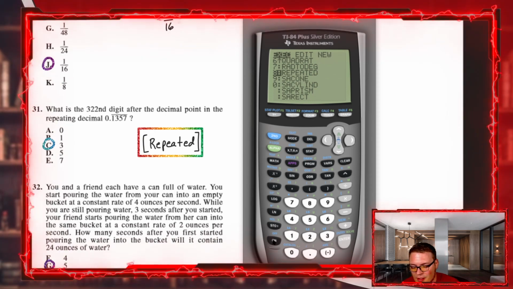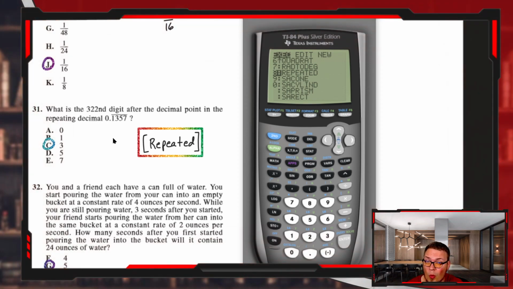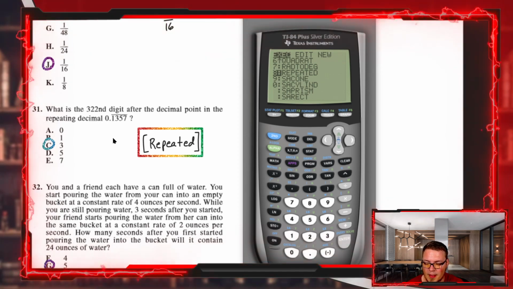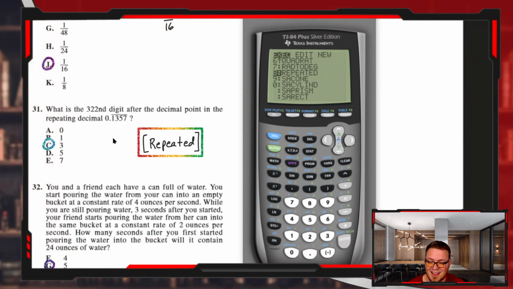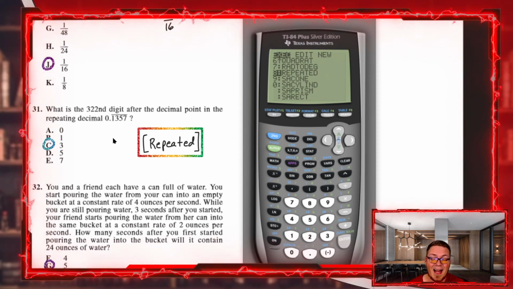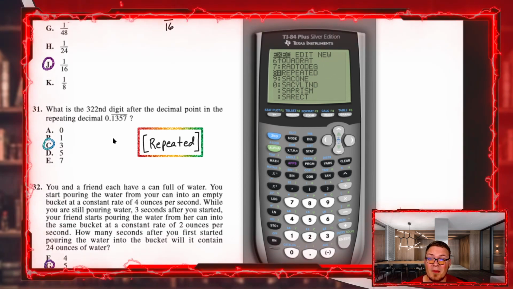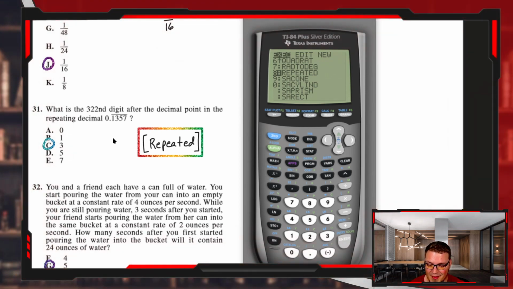So if we look at the question, it says, what is the 322nd digit in the repeating decimal of 0.1357? I don't know about you guys, I don't want to do that problem. That's a terrible little problem. But now because of the repeated program, it makes it super duper easy. Let's see what this looks like.